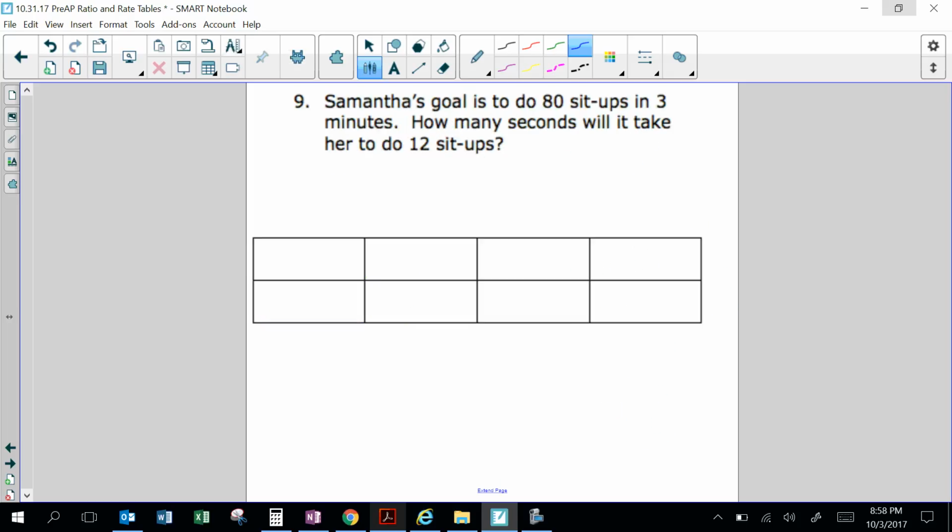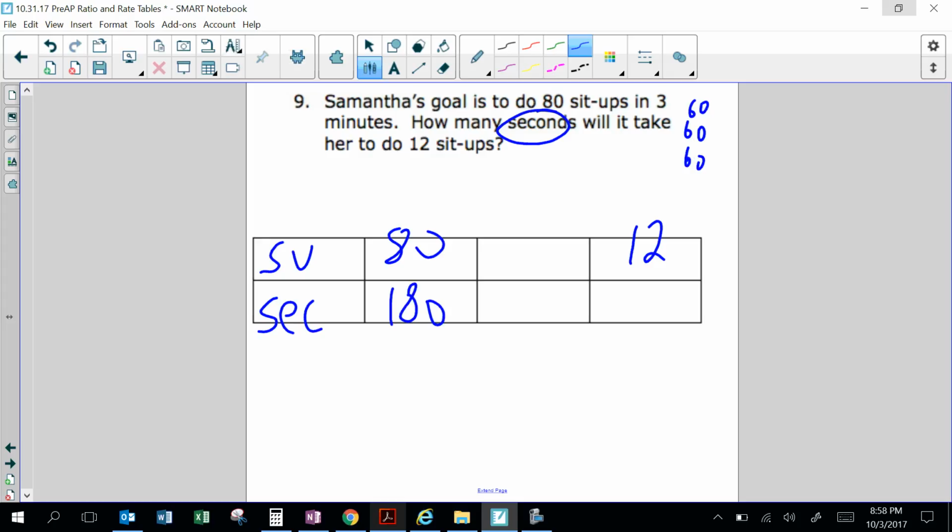Samantha's goal is to do 80 sit-ups, number of sit-ups, in 3 minutes. Wait, I almost got this wrong. Seconds. Let me erase this. I want to know the number of seconds it will take her to do 12 sit-ups. So how many seconds are there in 3 minutes? 60 seconds for every minute, so 180 seconds.